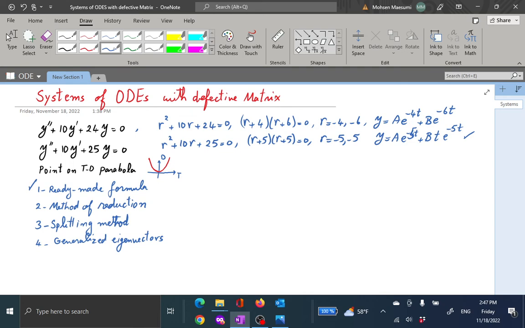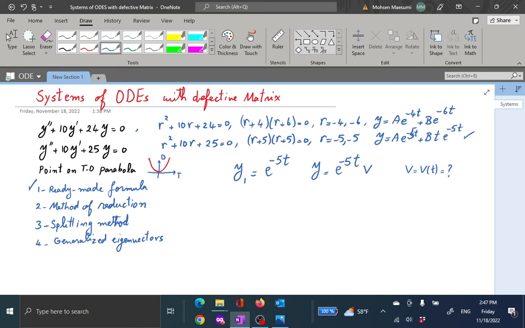So the next easiest thing to look at is the method of reduction. In the method of reduction, we say, okay, we have one solution that we are sure of, which is exponential of minus 5t. That one we have no problem with. The second solution, I will write it just as y. We are going to take it to be a multiple of the first solution, exponential of minus 5t times some function v, which we don't know as yet. v is some function of t. We are to find that out.